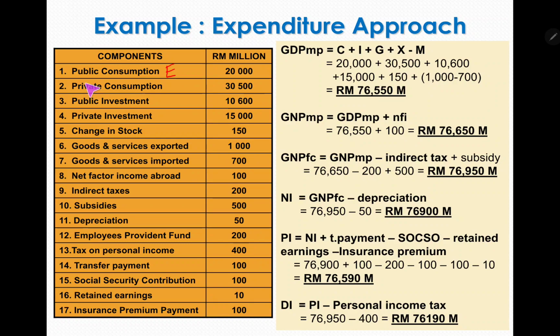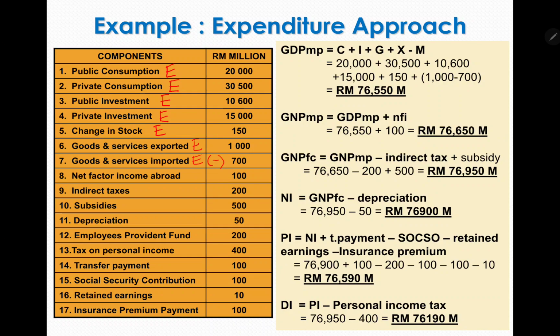CIGXM. Okay, remember the word public. And then private consumption, this is also expenditure approach. It is inside the CIGXM formula. Public and private investment, this is expenditure. Change in stock, go back to the formula. Change in stock or change in inventory is part of investment, so it is under expenditure. Goods and services, and you can see the term exported, so export is also under the formula for expenditure approach. So export as well as import, and remember this import you must minus in the calculation.